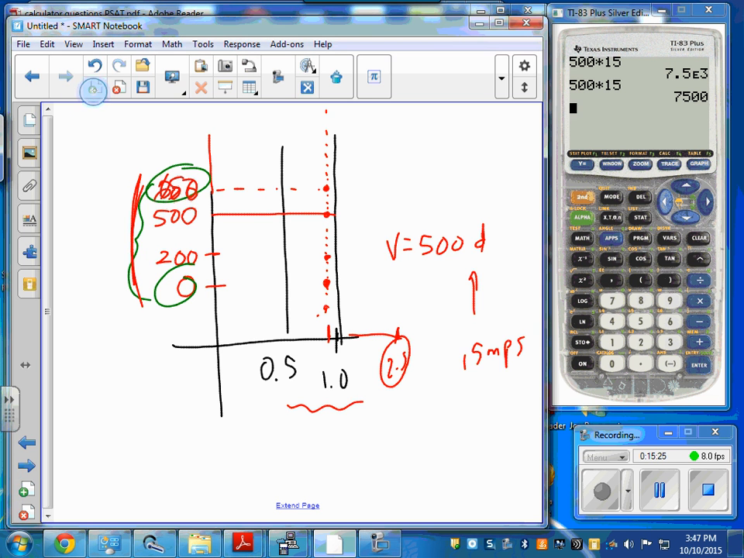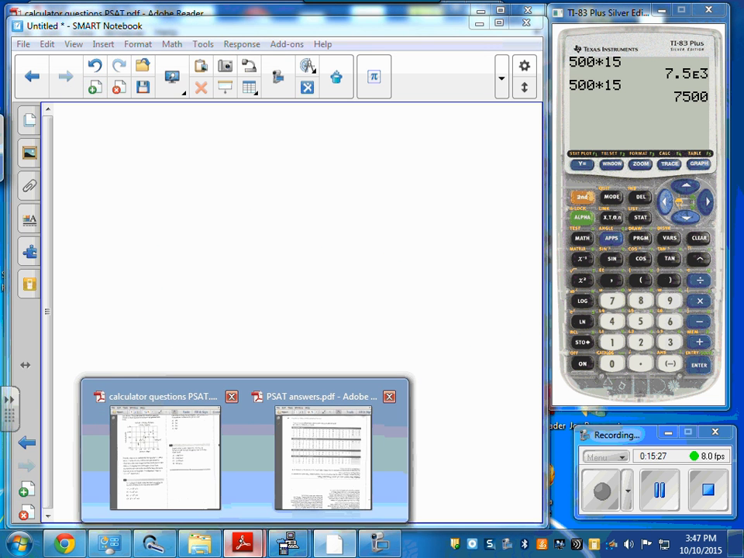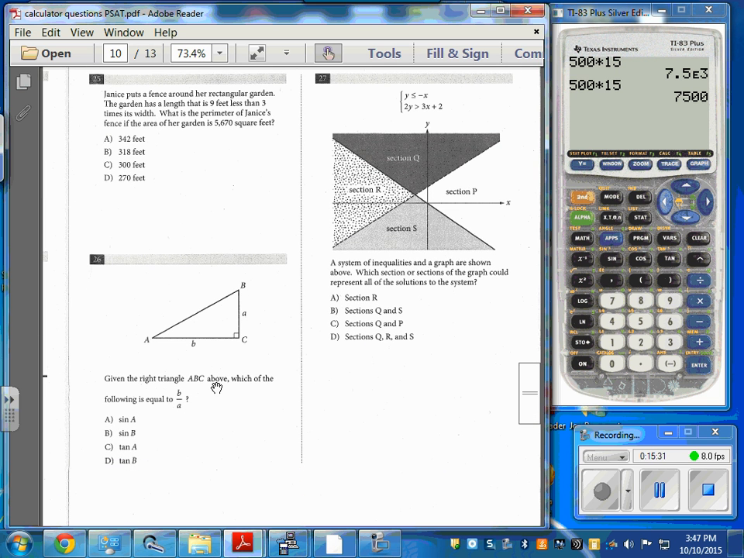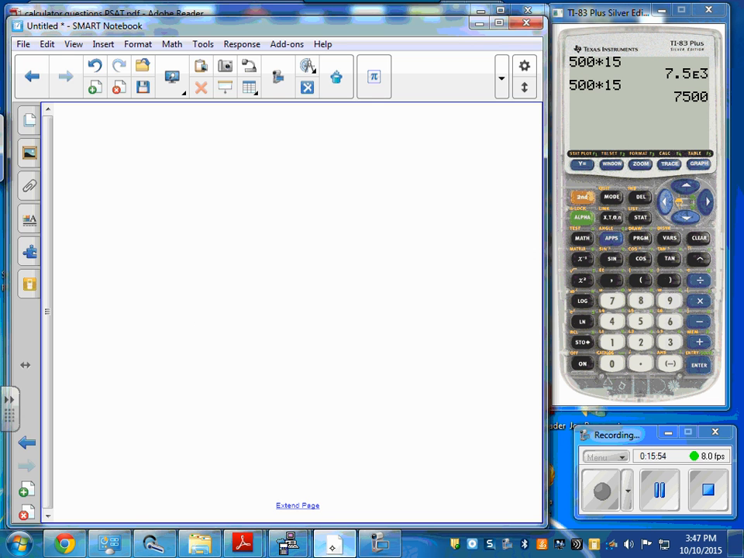Okay, number 25. Let's see what's going on there. Janice puts a fence around her rectangular garden. The garden has length that's 9 feet less than 3 times its width. What is the perimeter of Janice's fence if the area of her garden is 5,670 square feet? And you have all these choices. These are perimeters. Okay. Well, I would guess a sketch sort of makes sense.